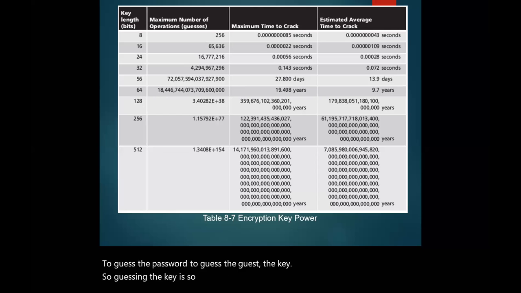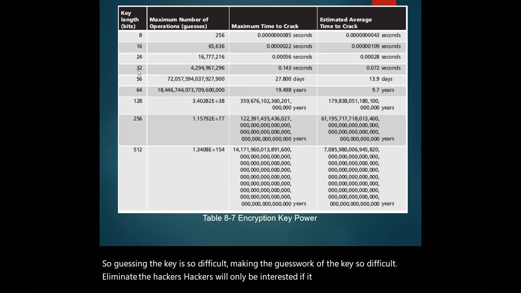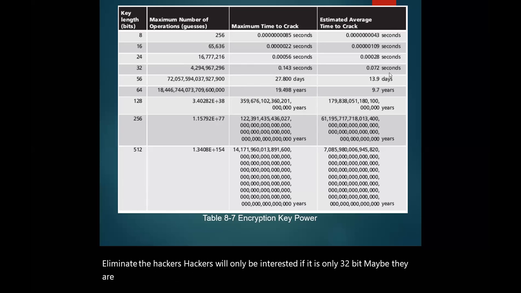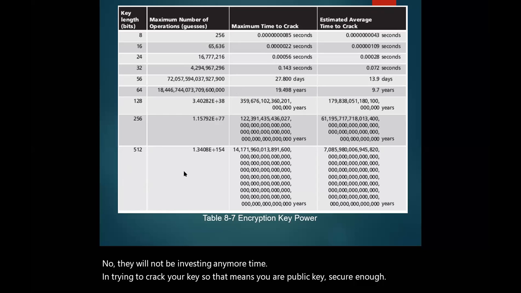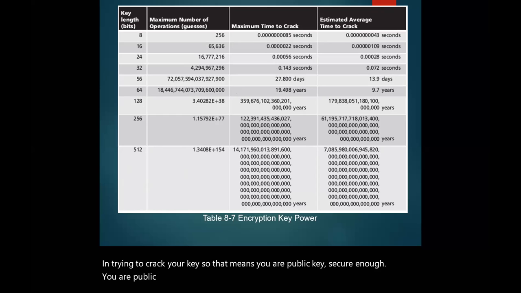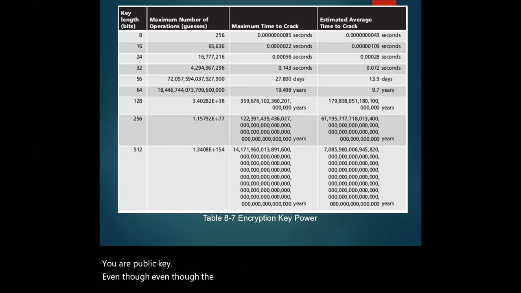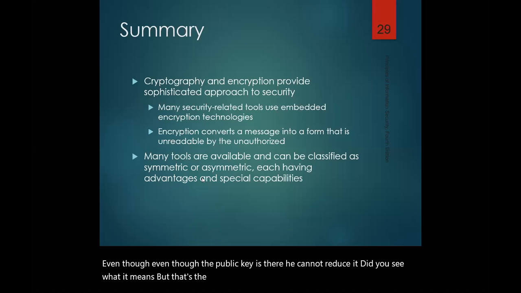Making the guesswork of the key so difficult eliminates the hackers. Hackers will only be interested if it is only a 32-bit key. But once you change that to 56-bit and 64-bit, they will not be investing any more time in trying to crack your key. So that means your public key is secure enough. Even though the public key is there, he cannot deduce what it means. That's the power of the RSA algorithm.